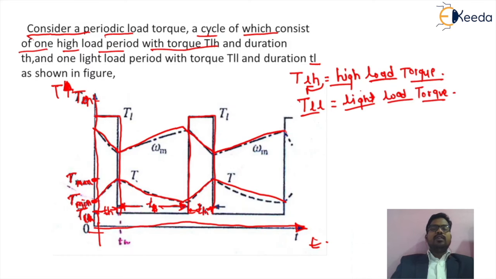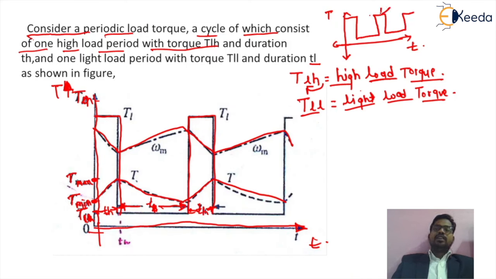This is a very important periodic load curve, containing the basic concept, because in day-to-day life we use different types of applications, for example the press machine. In a press machine, we get the value of the torque with respect to time. At some times the load torque is very high, at some times it is very low, again it is high, again it is low.